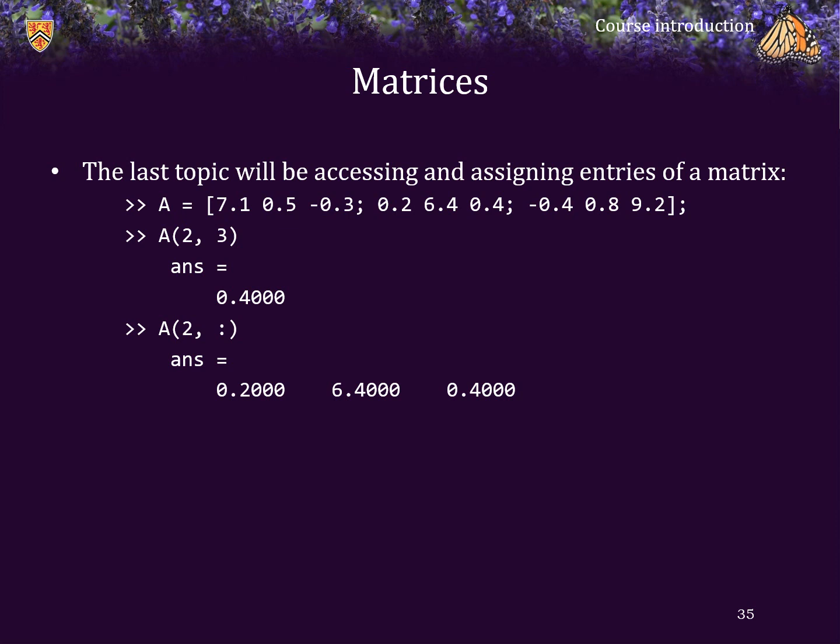Similarly, we can extract entire column vectors of the matrix. So here we ask for all entries in the third column. And that would, of course, be the entries negative 0.3, 0.4, 9.2. That's a nice feature. Imagine trying to do that in C++.